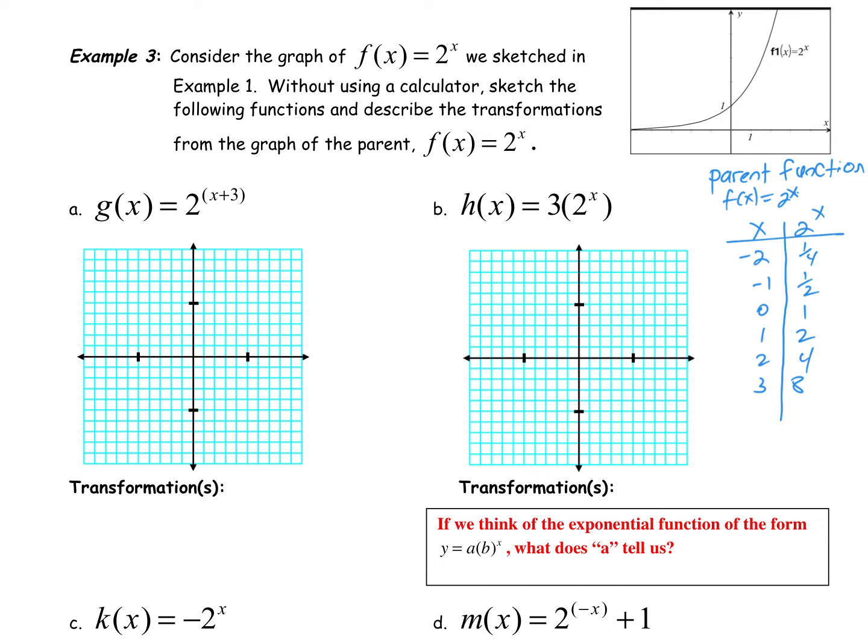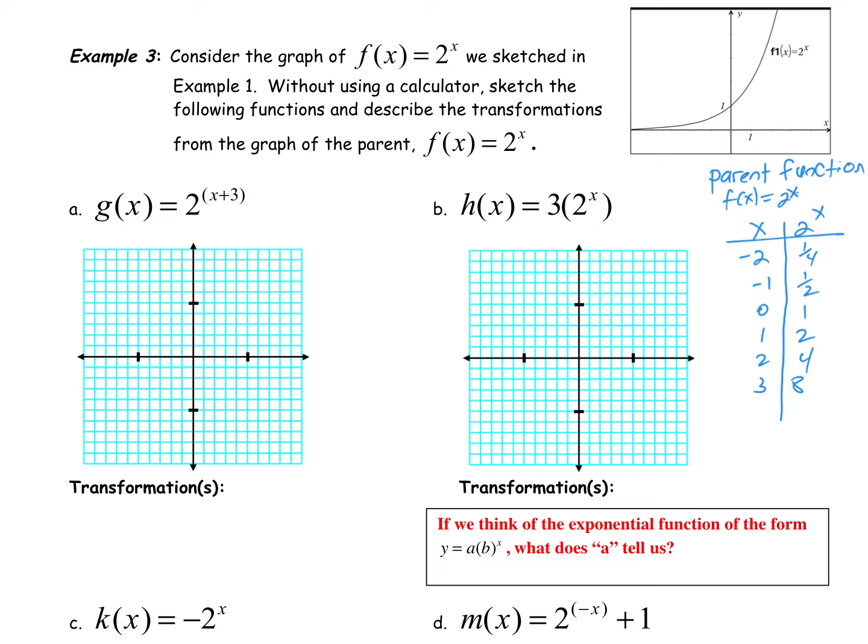In example 3, we consider the graph of f of x equals 2 to the x. That's going to be our parent function, and we have a sketch of it here. And then I listed the ordered pairs that we used when we graphed this earlier in the notes. In example 3, what we're going to do is look at various transformations of this parent function, this exponential function, using the concepts we learned back in chapter 2 that apply to any function.